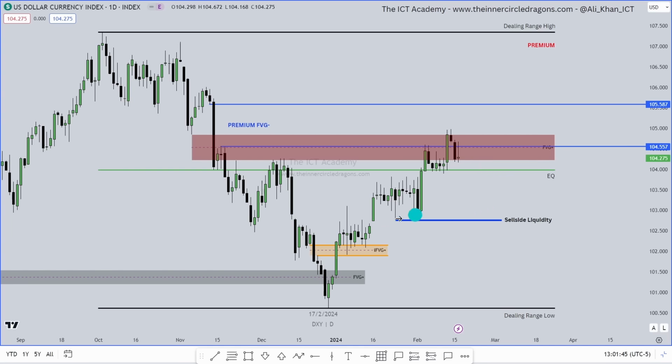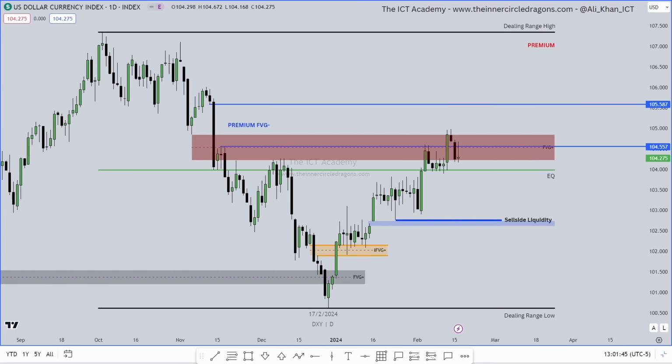Well, we have these relative equal lows over here, so there's going to be a pool of sell side liquidity resting below that. And just below those relative equal lows, we have this gap. So since these two are in close proximity, this would act as a strong magnet for price if we are to push lower.